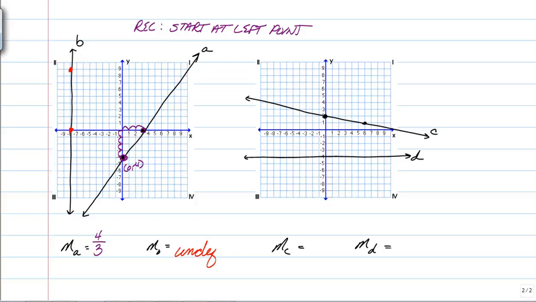Next guy, line C. You start here. And then to get over to there, you need to go down 1. So that's a -1 for your y value. And then 1, 2, 3, 4, 5, 6. So it would be -1/6 for your slope. And of course, the last guy is a slope of 0 because you are not going up and down at all. You are just staying horizontal. So that's it for slope.